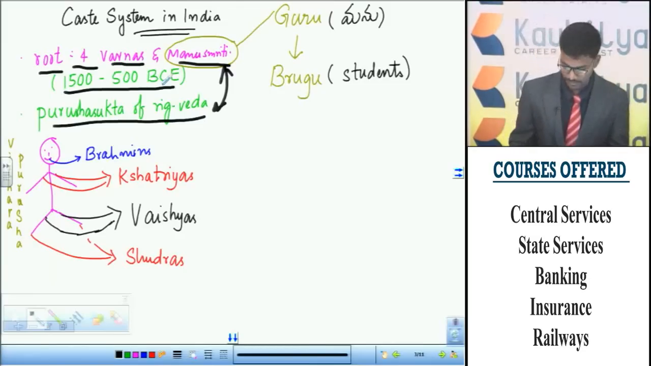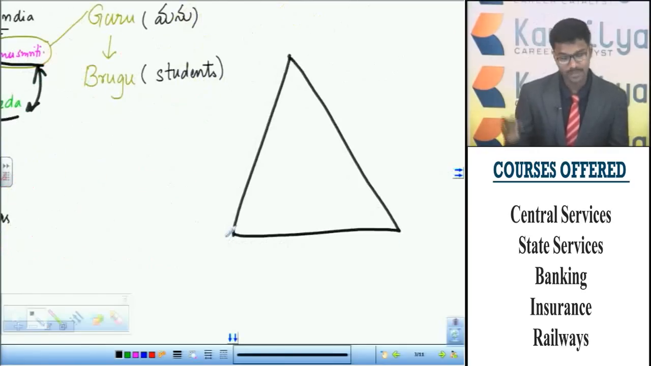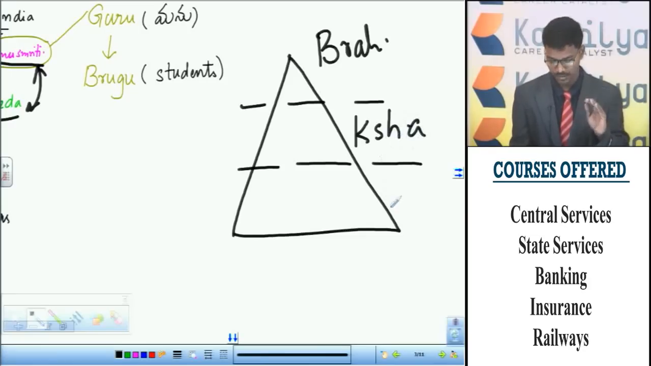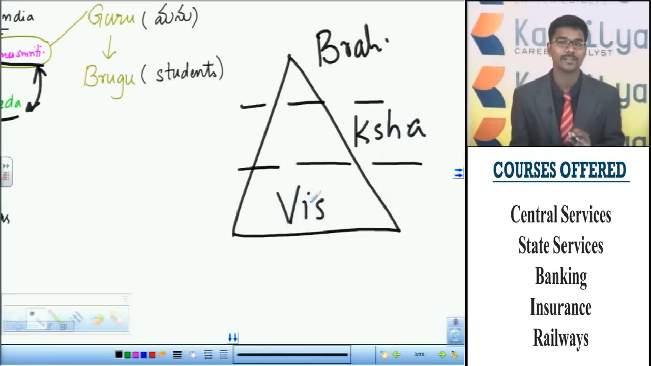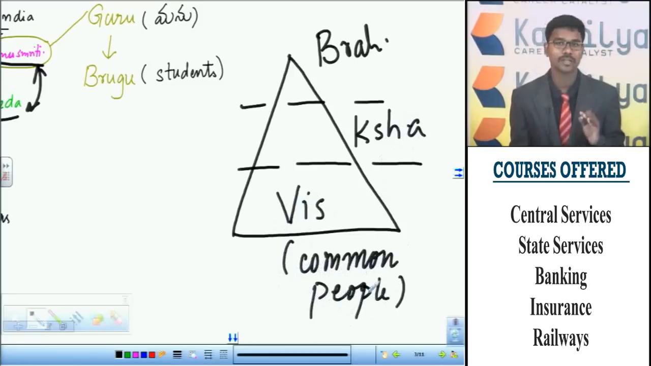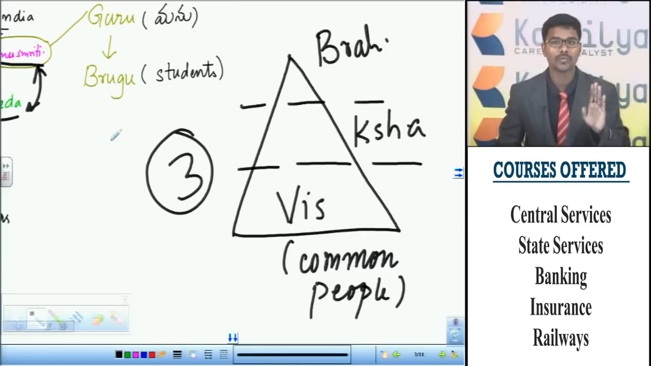Fine, this is important. But what is seen is that during the Rigvedic period, before the Rigvedic period, it was Brahmins, it was Kshatriyas, and there were no Vaishyas, but it was the Vis ani pilchevallu. Vis ante common people. So if you are asked a question, what is the number of varnas or castes at the earliest time, it is 3. Okay, 3 is the answer, it is not 4. Please do remember, it is 3.